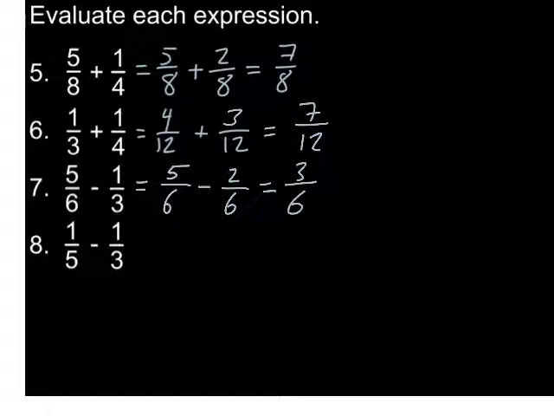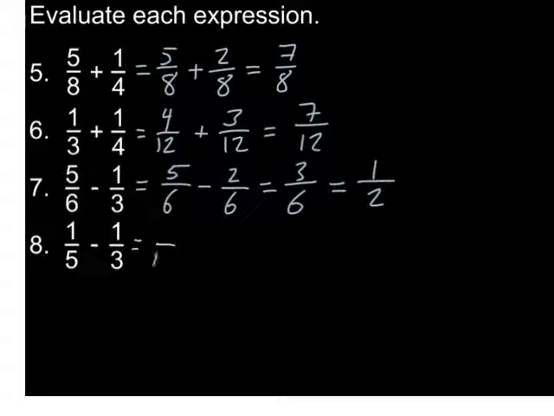I get 3/6. Now this one, it does have some reducing left in it. We have to do that reduction. So we can divide top and bottom of 3/6 by 3. If I divide the top by 3, I get 1. If I divide the bottom by 3, I get 2. 3/6 equals 1/2.